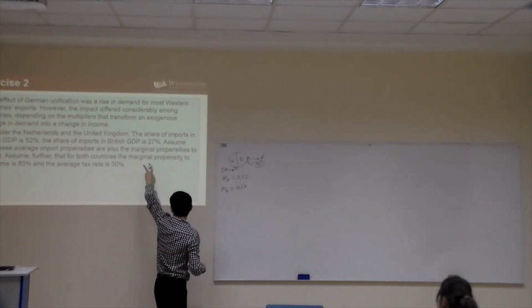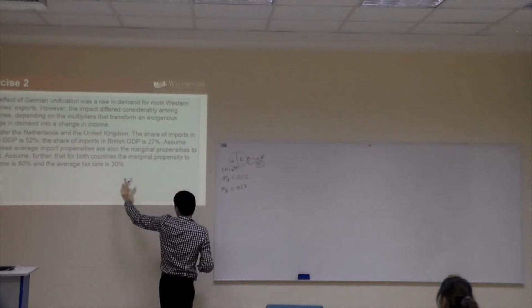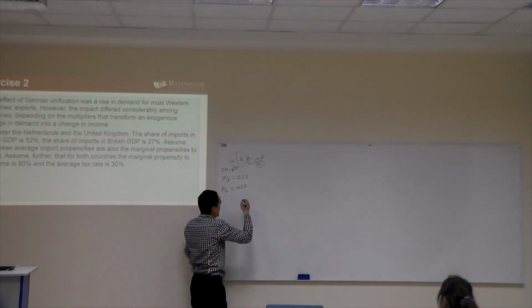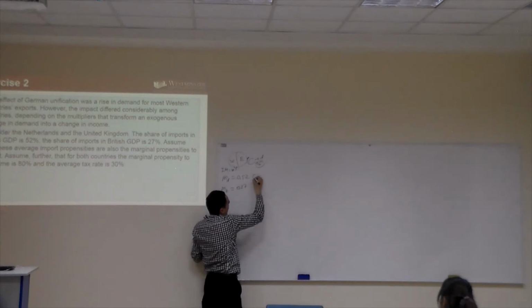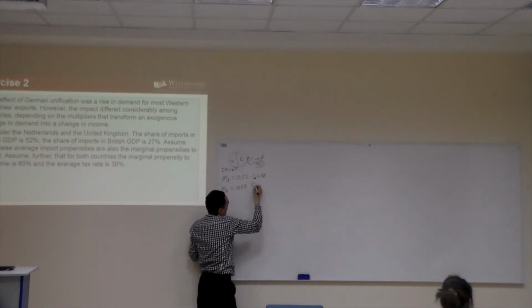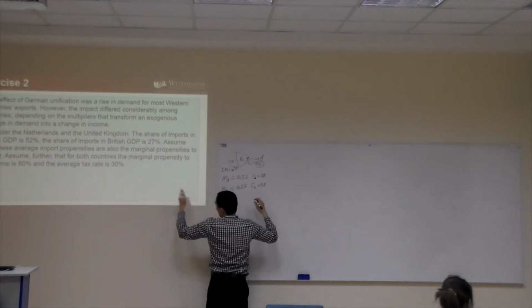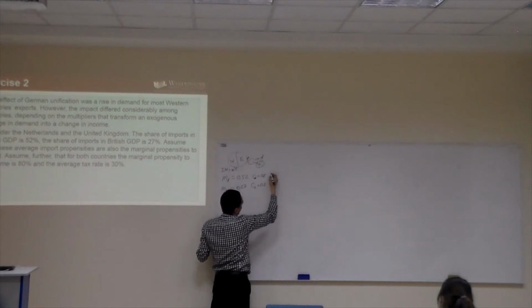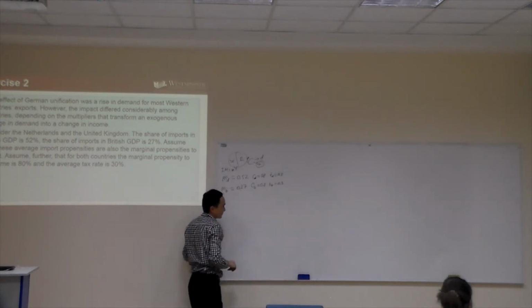There is data given for the marginal propensity to consume for both economies at 80%. Marginal propensity to consume for the Dutch economy is 80%. Marginal propensity to consume for the British economy is also 80%. Tax rate in both countries is 30%. Tax rate for Dutch is 30%. For the British economy it is also 30%. Okay.